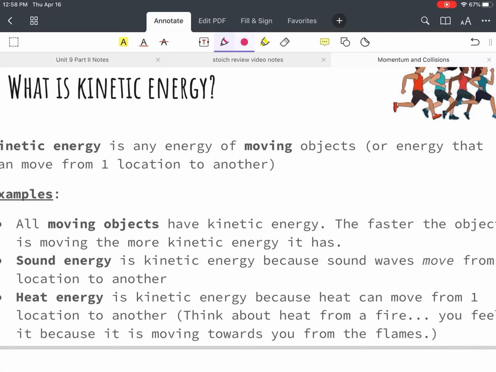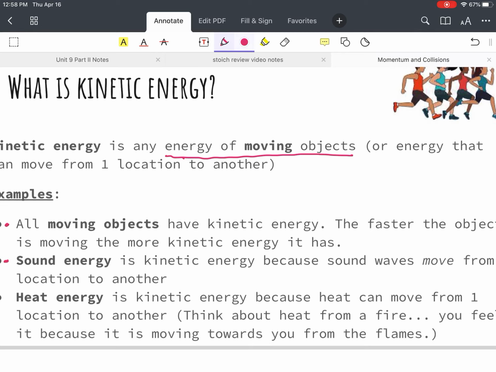When we're talking about kinetic energy, we need to know that it's the energy of moving objects. So everything that's moving has some amount of kinetic energy. When we're talking about two things colliding, if they're moving, they both have kinetic energy. So that's just so we know what we're talking about when we say the term kinetic energy is conserved.